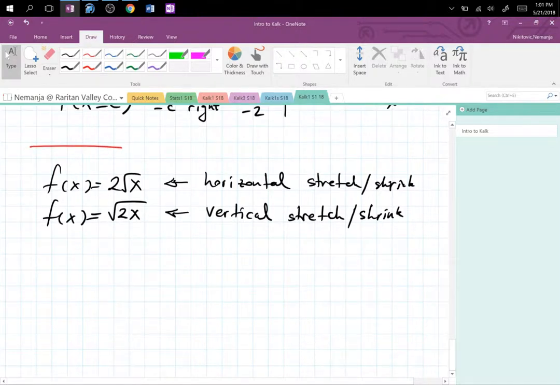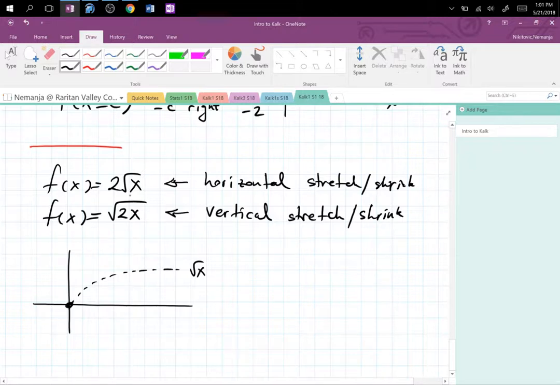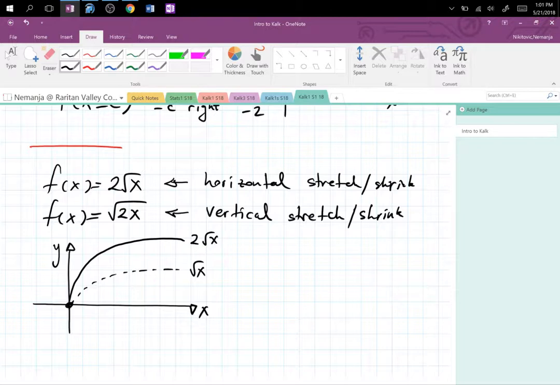The best functions to understand this would be the trig functions, obviously, but let me try with the square root. So if this is the original one, square root of x, if you have 2 times that, that means it's going to double. So this is 2 root x. Vertical stretch, it's much harder to see on the square root function.